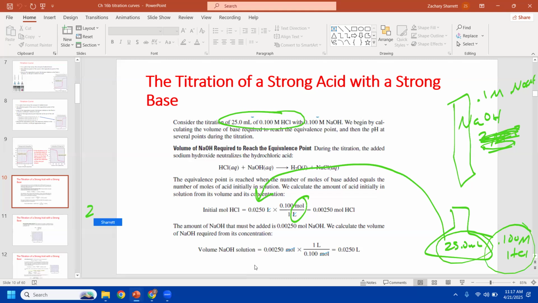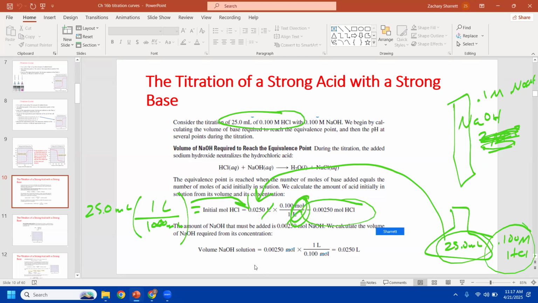If you don't know how to do that, we would go 25 mils, 1,000 milliliters equals 1 liter. That would give us the 0.025 liters we see there. We convert it to liters so that when we multiply by the molarity, we put liters on the bottom so it cancels. That tells us we have 0.0025 moles of HCl in that flask. Okay? Everybody good with that?